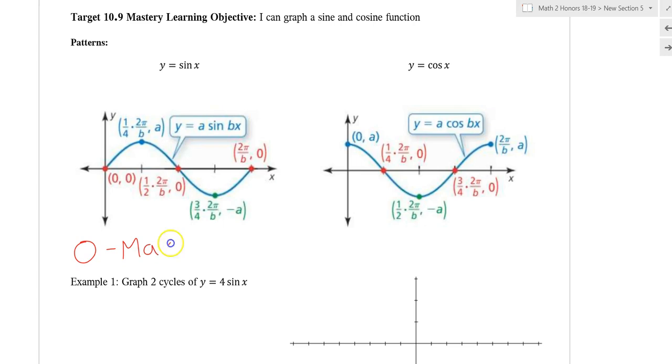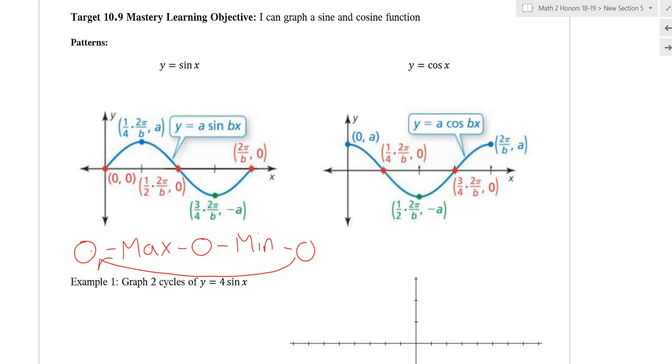and then it goes up to its max, and then 0. So 0, max, 0, and then it goes to its minimum, and then it goes back to 0, and this is really the start of it repeating. So it's 0, max, 0, min, and then this 0 is really going back to here. So 0, max, 0, min, and you can keep doing that forever.